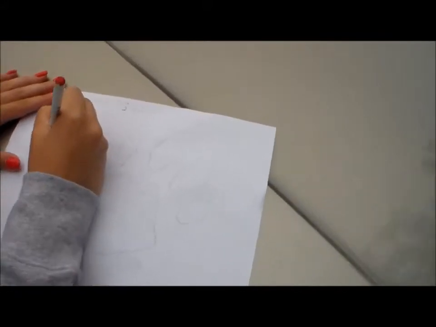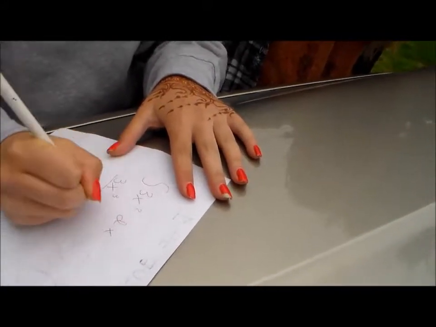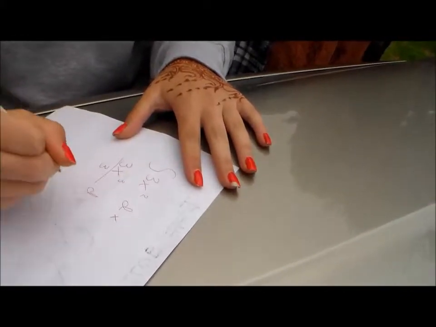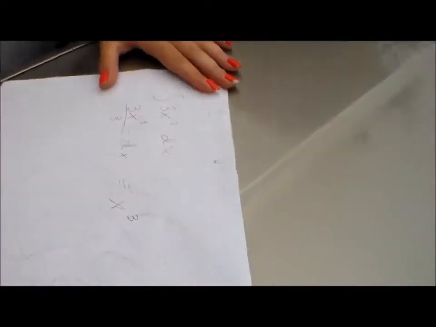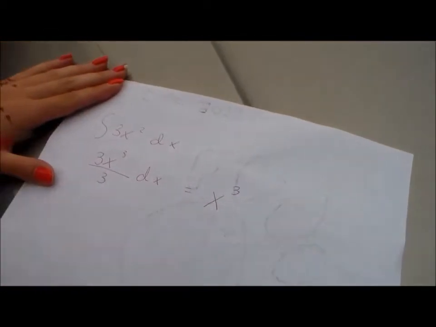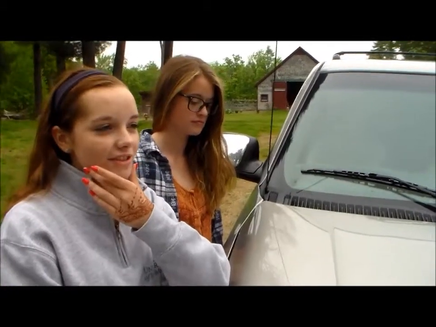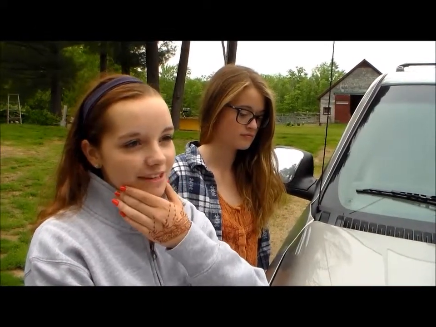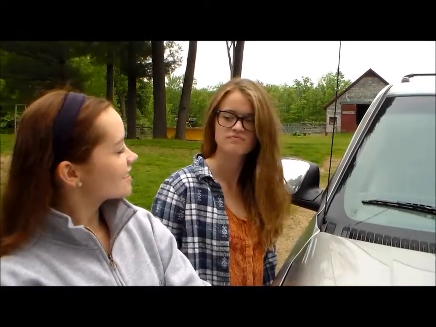Well, to solve an integral equation, first we're gonna have to raise the exponent and divide by the new exponent. So, in this case, the answer equals x to the third. But wait. The answer is x to the third, but this is an indefinite integral which represents a family of functions, which can be used to find various areas underneath the curve. But how do we represent that?